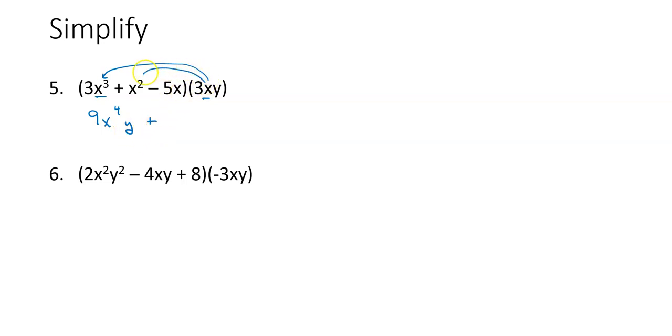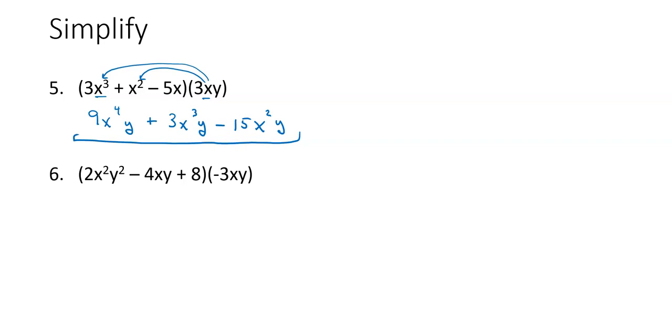Distribute this now to that x squared. 3 remains the same. X times x squared is x to the third. Y. Minus 5 times 3 is 15. X times x is x squared times y. Done.